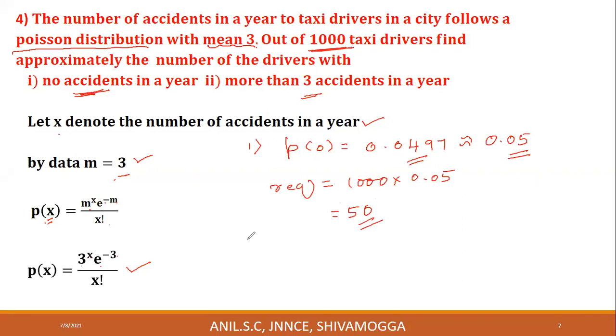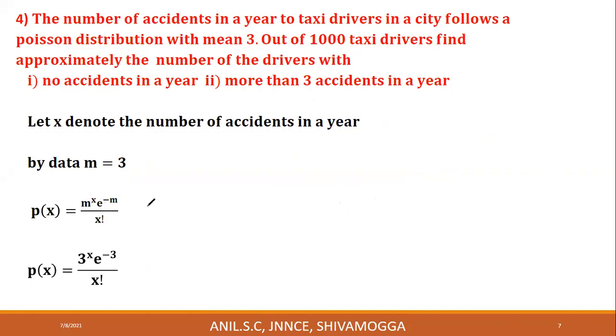This is the first case. How do you approach this second case? More than 3 accidents. How do you denote that? More than 3 accidents means P where X is greater than 3. And how do you expand it? P of 4, correct? Because 4 is greater than 3. P of 5, P of 6, and it continues. You cannot find this value. P of 4 plus P of 5 plus P of 6, and it goes.